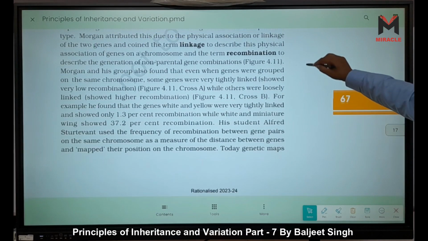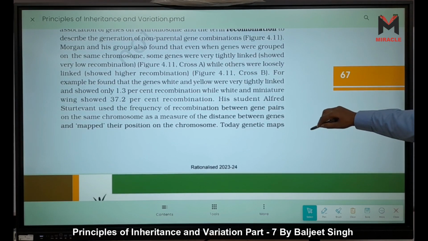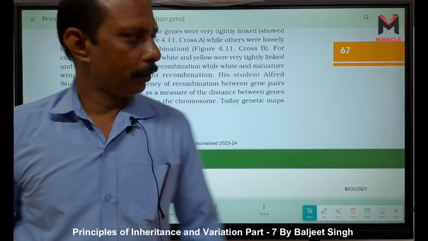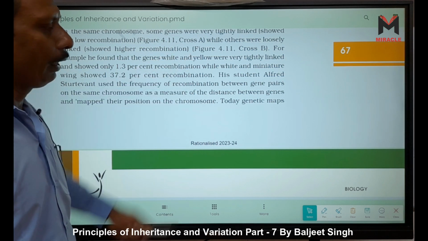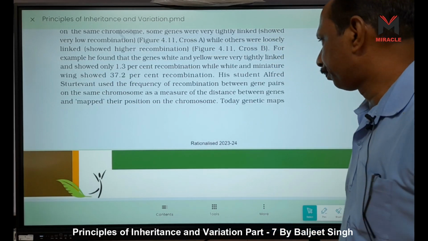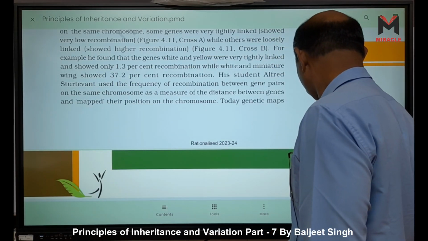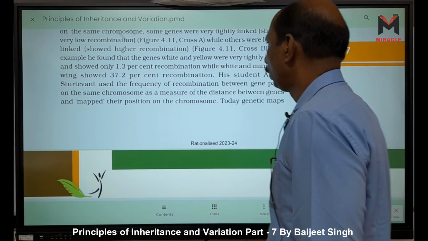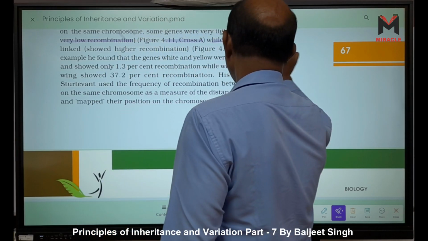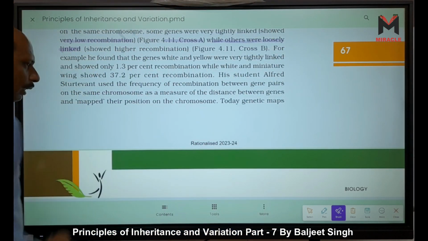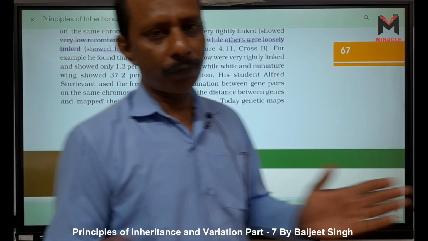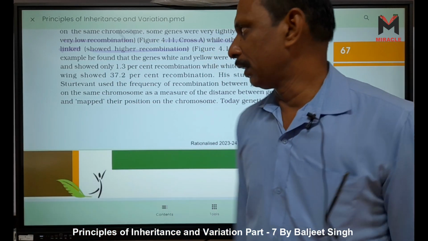Figure 4.11 is given here, cross A and cross B. Through this figure we can understand tightly linked or loosely linked genes and how they segregate, in which there is more possibility of segregation. Very low recombination is shown in figure 4.11 cross A, while others were loosely linked. Loosely linked means the distance is more, and these showed higher recombination. Recombination means crossing over. After crossing over, they recombine with each other.